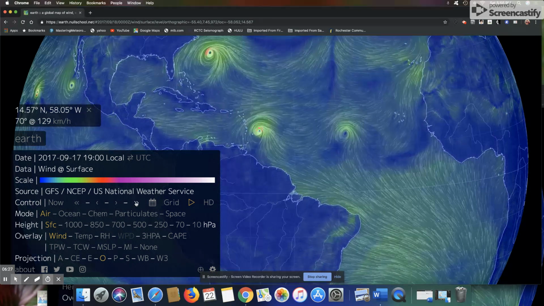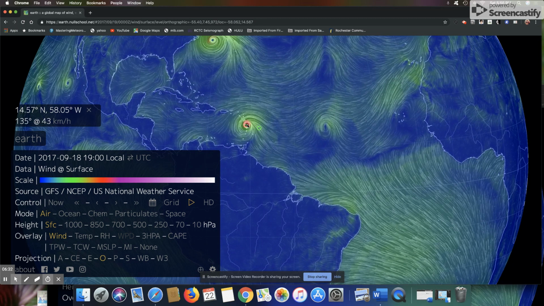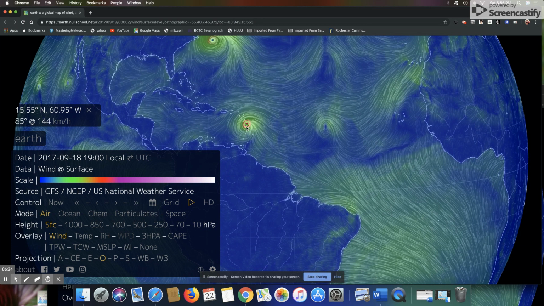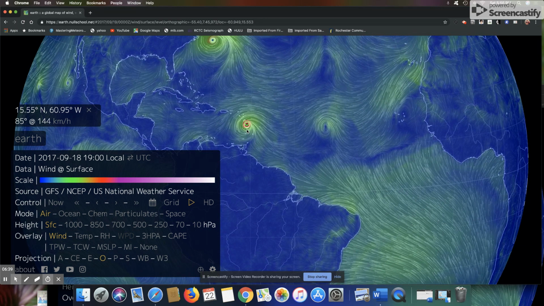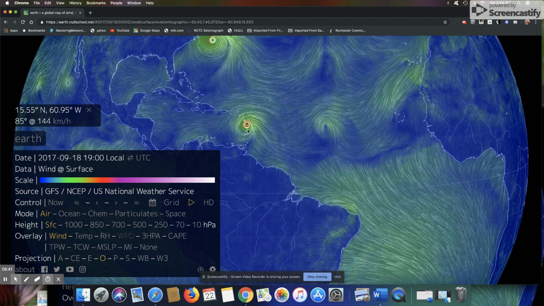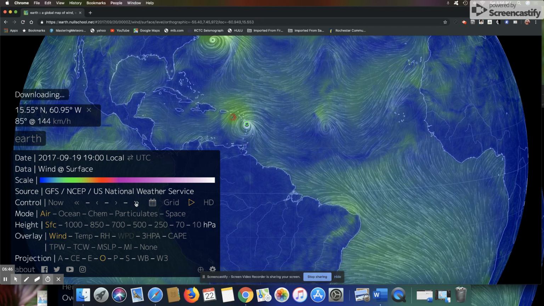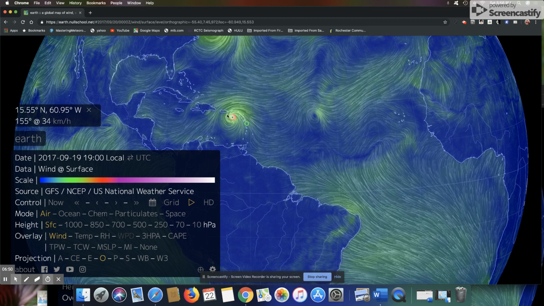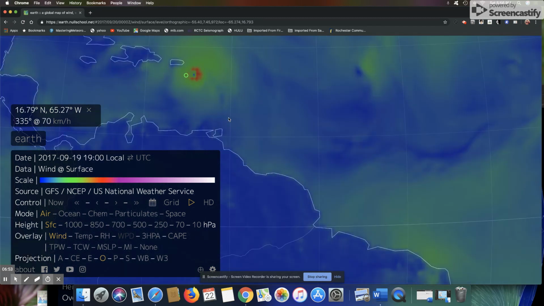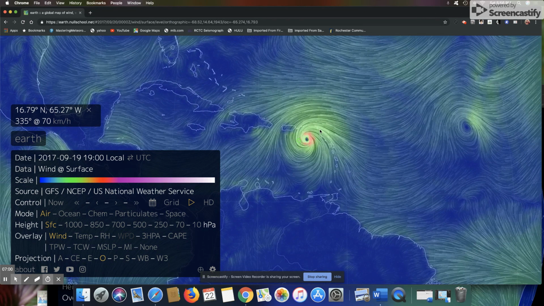And let's go another day forward. And we'll see that it is now hitting the islands of the Caribbean here. And this random spot, 144 kilometers per hour. So that's a really pretty strong storm as it's crossing across there. And let's go another day forward here. And now we can see it really bearing down on the island of Puerto Rico. And we're going to zoom around here a little bit, get it a little bit closer up there.